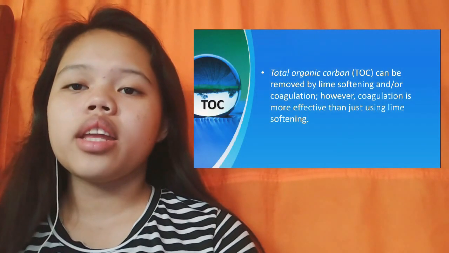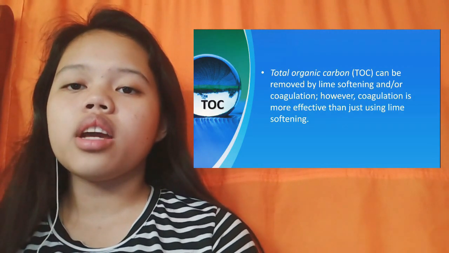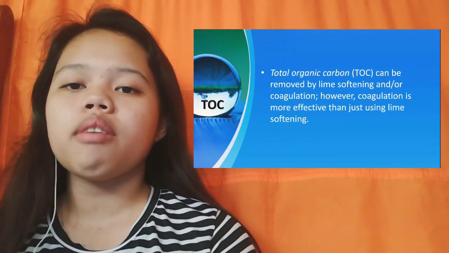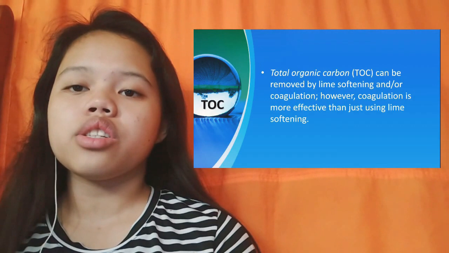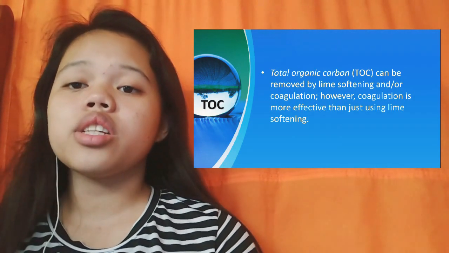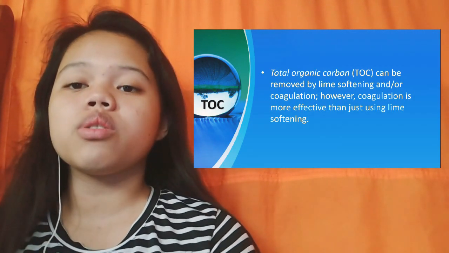Total organic carbon. Total organic carbon can be removed by lime softening and/or coagulation. However, coagulation is more effective than just using lime softening.